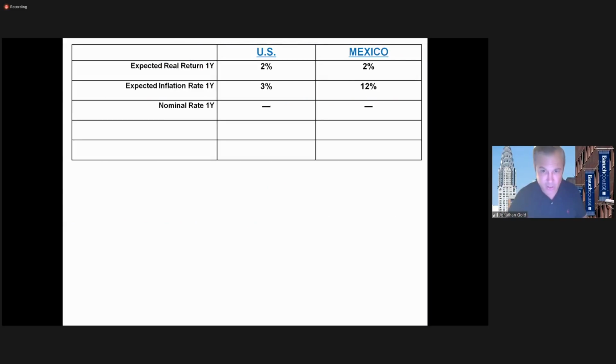And so let's take a look here at an example. We see the expected real return, inflation rate, and nominal rate in the US and Mexico as follows. That means the nominal rate in the US is 5, and in Mexico it's 14. If the spot rate in Mexico was $1 buys 20.7039 Mexican pesos, the spot rate in Mexico is that the Mexican peso buys 0.0483.